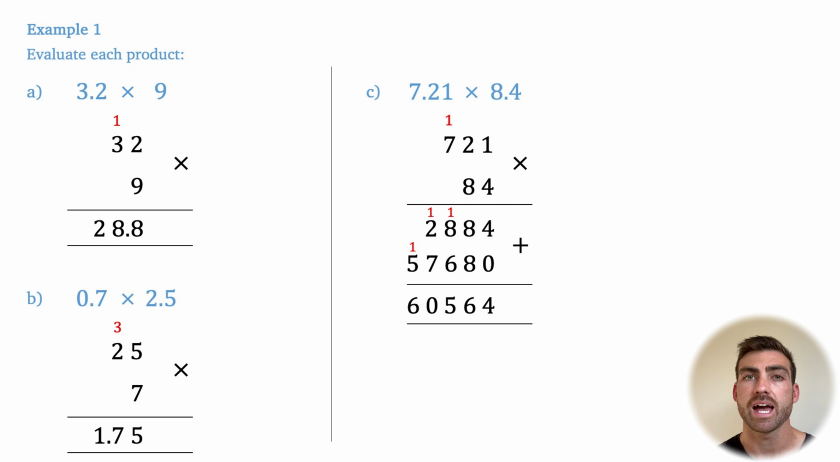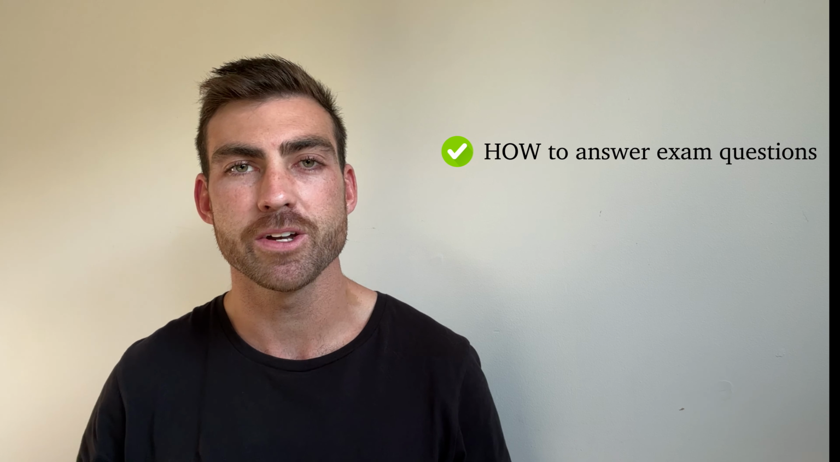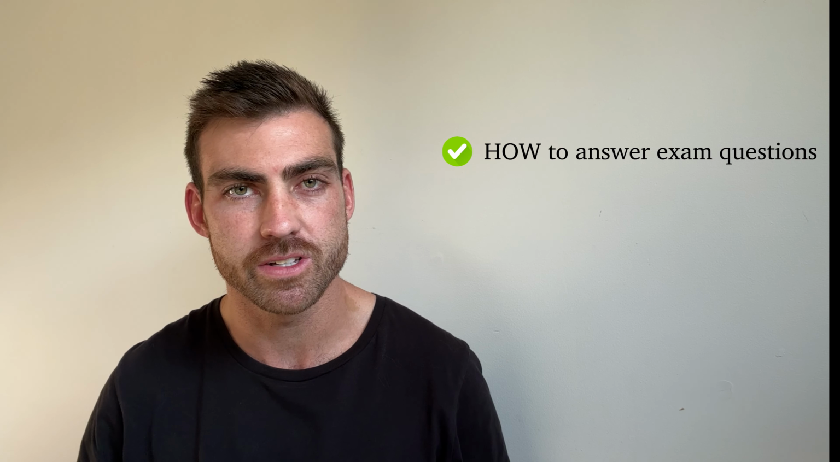And finally, we add the decimal point in the correct location. Since the question has a total of 3 decimal places, the answer should also have 3 decimal places, giving us 60.564. You now know how to answer exam-style questions.